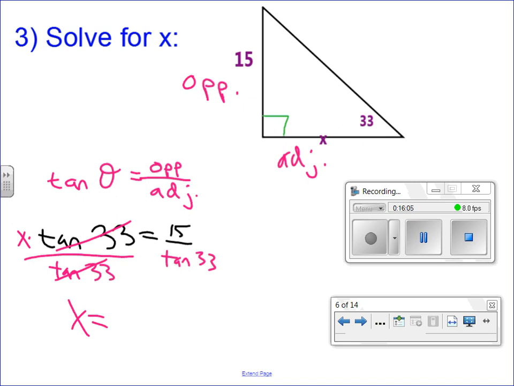You do want to make sure, this is the first question we've come to, that if you're in the wrong mode, you'll get the wrong answer. So make sure you're in degree mode, real quick. I am. So 15 divided by tan 33. 23.1? Yeah, round to tenths or hundredths. I like hundredths the best.